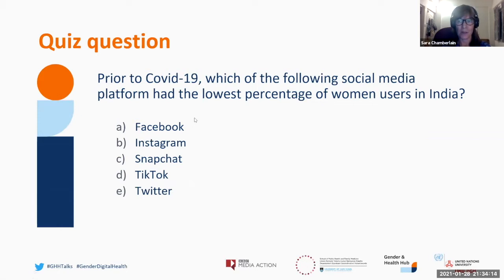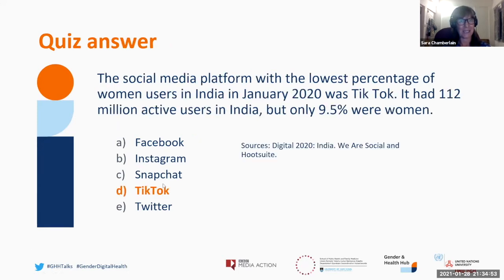If you could release the quiz, Vidya. The first question is, prior to COVID-19, which social media platform had the least number of women users in India? Your options are Facebook, Instagram, Snapchat, TikTok, and Twitter. Okay, I'll give people a minute to vote. Okay, you all guessed correctly.